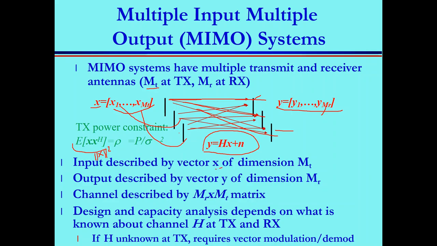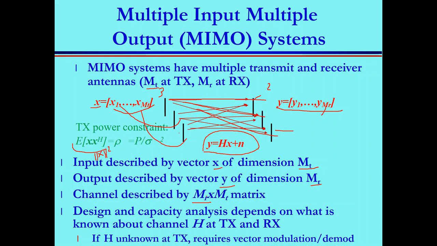Input described by vector X, we explained it, dimension MT, output Y, dimension MR, channel is MR by MT. Suppose you have here two antennas at the receiver, three antennas at the transmitter. What's the dimension of each?